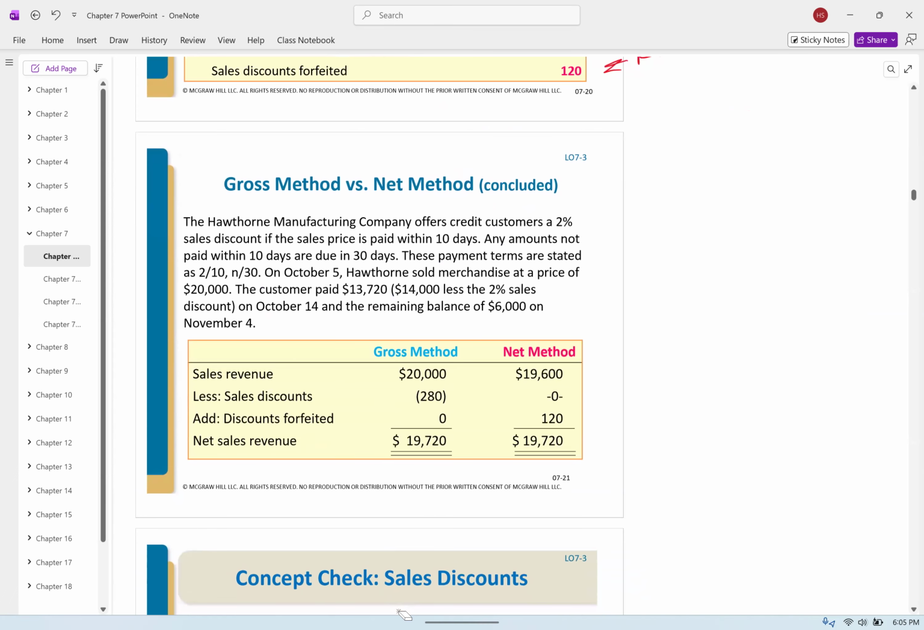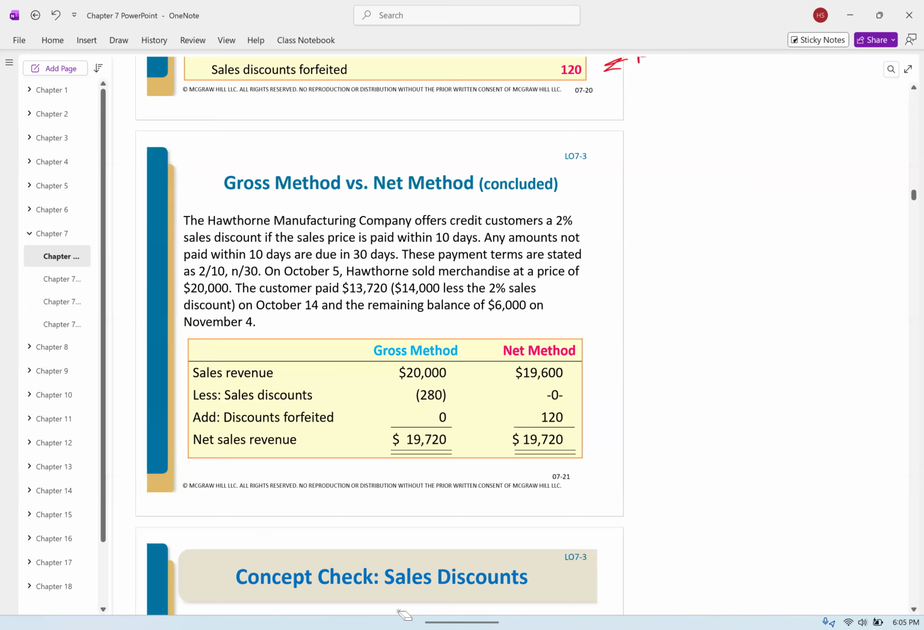So notice that net sales didn't change for gross method or net method. It's just what was reported in the meantime while we were waiting on that money to be collected. We recorded sales revenue of 20,000. We took out 280, so we ended up with 19,720. We only recorded 19,600 and we add the 120, we got the exact same amount. So after the collection date, it doesn't really matter which one you're using.